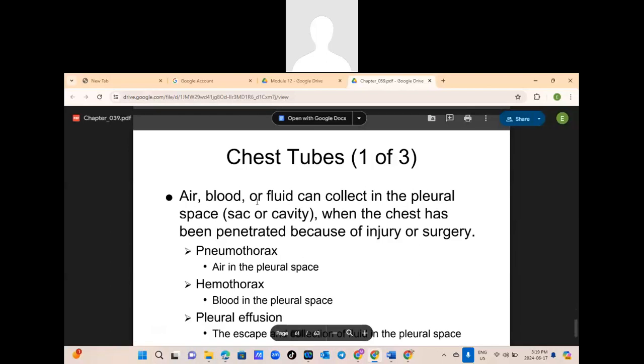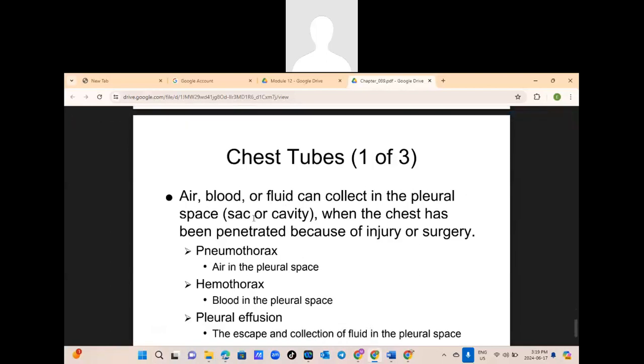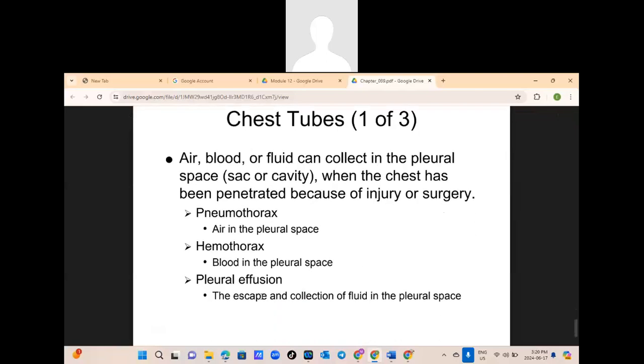Okay, so let's go to chest tubes. Air, blood, or fluid can collect in the pleural space, or sac or cavity. Remember the pleural space we already showed you earlier. When the chest has been penetrated because of injury or surgery, what will happen? Pneumothorax can happen. When you say pneumothorax, there's air in the pleural space. Hemothorax, again, hemo is blood, so hemothorax is blood in the pleural space. And we have pleural effusion, which is the escape and collection of fluid into the pleural space.